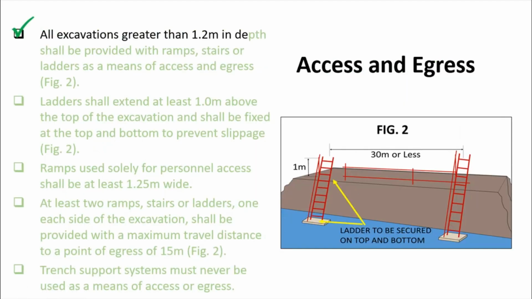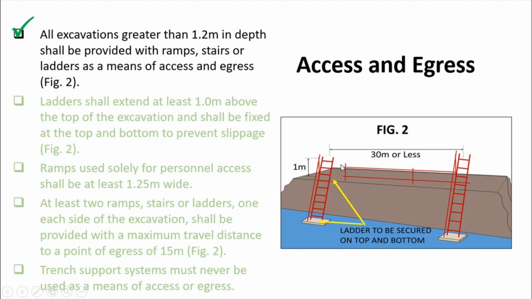All excavation greater than 1.2 meter in depth shall be provided with ramps, stairs or ladders as means of access and egress. As you can see in figure 2, you need to provide access at a maximum distance of 30 meters or less. The ladder should be secured from the top and at the bottom, okay, and make sure that there is 1 meter extended above the top level surface on the ladder.